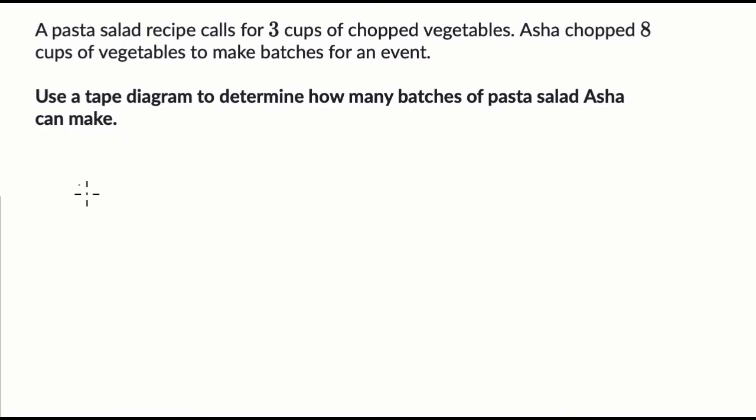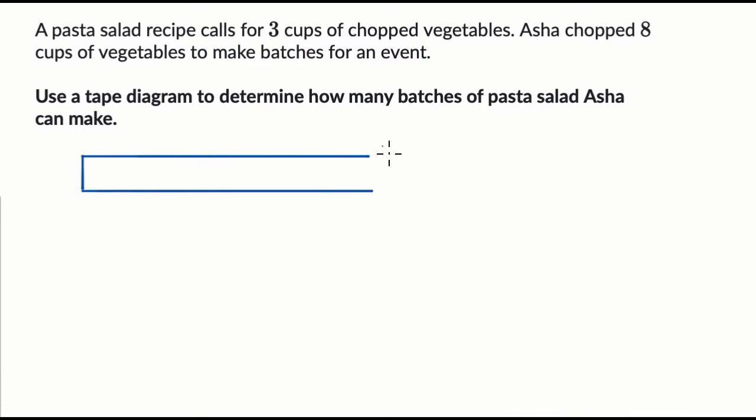All right, so one way to think about it, let's make a tape, or I guess you could say a bar, that represents the 8 cups of vegetables that Asha has chopped. So this right over here, I'll write it this way, 8 cups. And we could also represent it as the individual cups. Let me do it that way too. Maybe I'll do that in a different color just for a little bit of variety. So we'll do it like this.